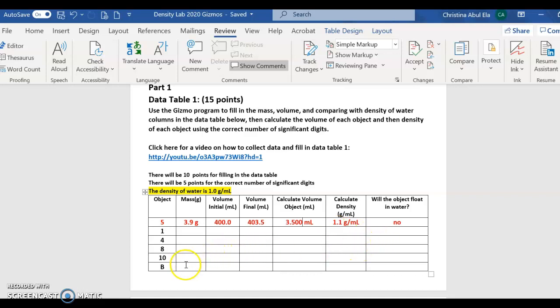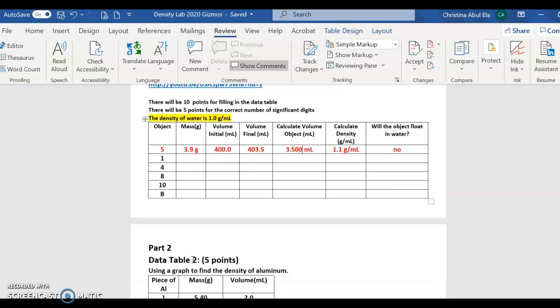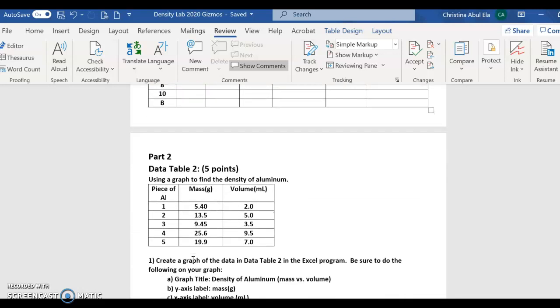So now what you have to do is go back into the lab program and do the rest of the objects listed here. So 1, 4, 8, 10, and object B. You could do more if you like, but I just chose 5 for us to get into our data table. Once you're done filling in the data table and doing your calculations there, you're done with the gizmos, and you could scroll down to part 2 and keep going through the rest of the document.